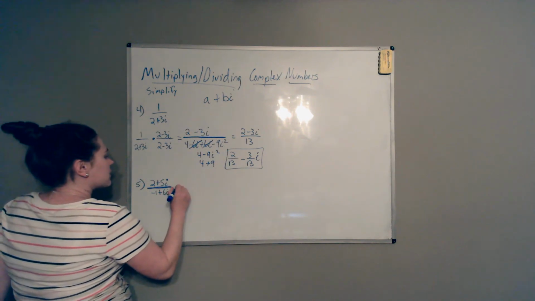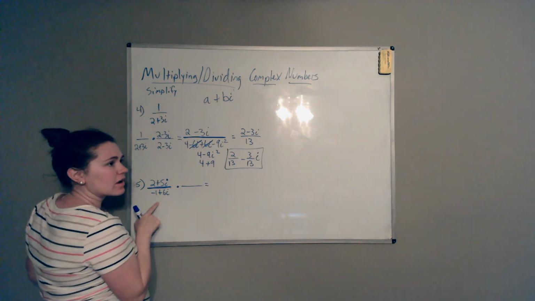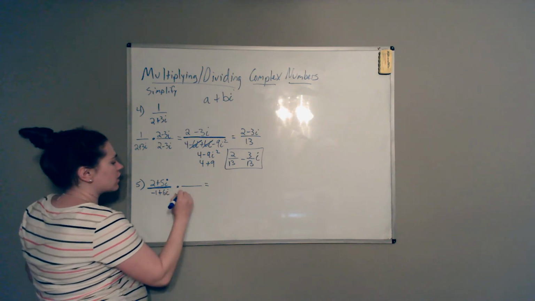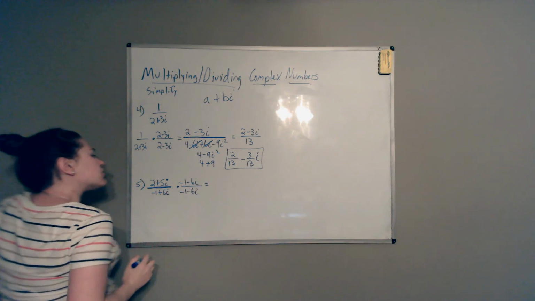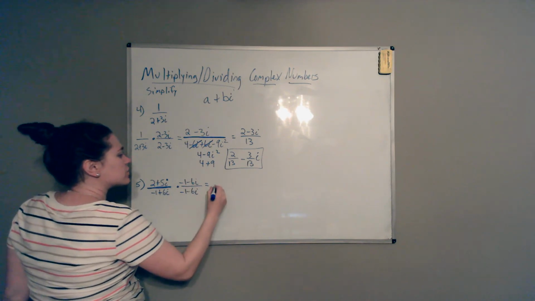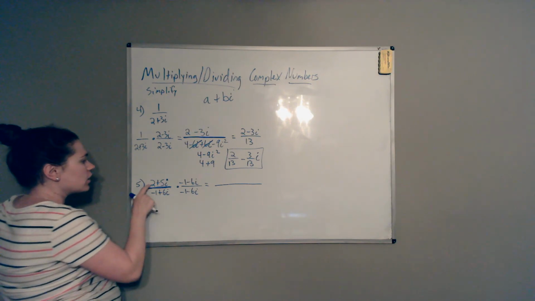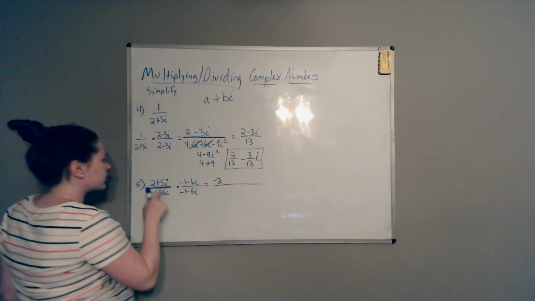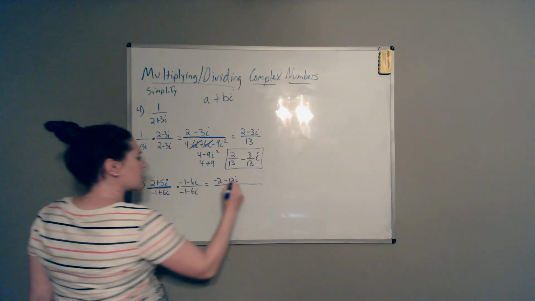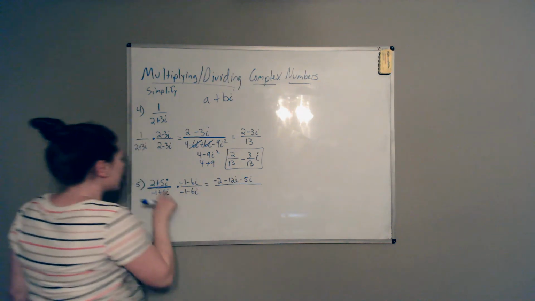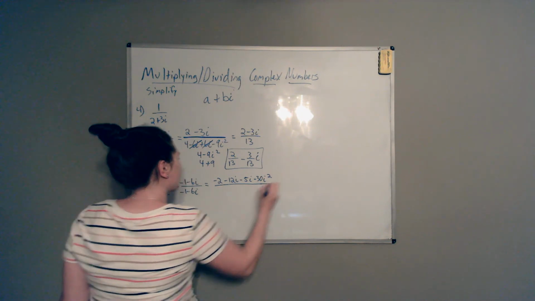So I have to multiply this by a clever form of 1. That would be the conjugate of the denominator. Negative 1 plus 6i, the conjugate would be negative 1 minus 6i. And so now it's two terms by two terms in the numerator and two terms by two terms in the denominator. So just be careful. 2 times negative 1 is negative 2. 2 times negative 6i is negative 12i. 5i times negative 1 is negative 5i. 5i times negative 6i is negative 30i squared.